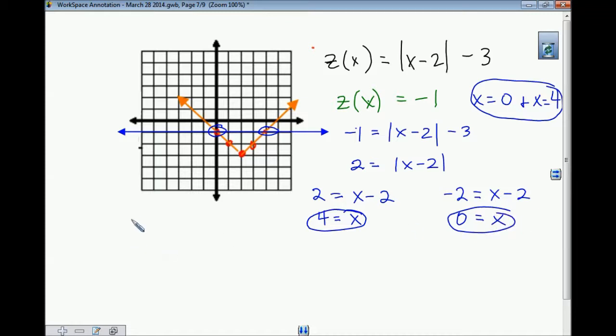Okay, now let's do another thing. Let's find where z of x is less than or equal to negative 1. So could I write this like this? We can just look. What is that interval over which that function is less than negative 1? 0 to 4.